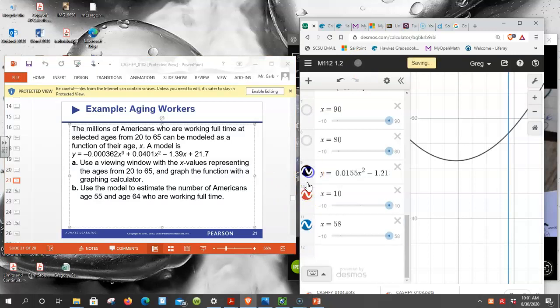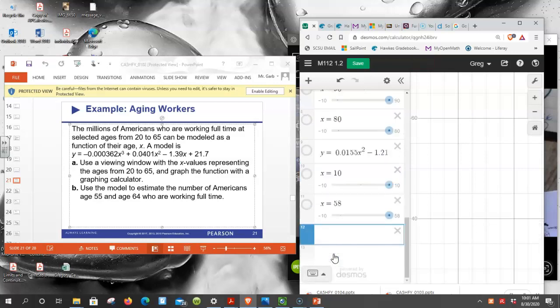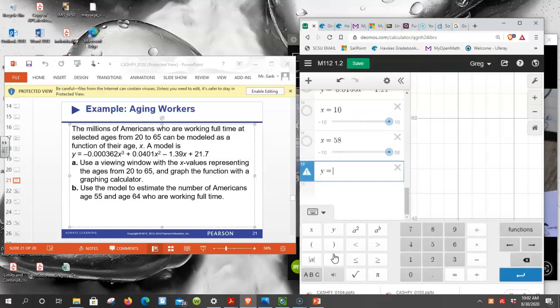Click these off. Erase them. Okay. Some students have the tendency to erase all your work. So you want to keep that on there. Now type the function in there. So it's going to be y equals, it's a messy function. Don't let that bother you. In real life, we have messy numbers.